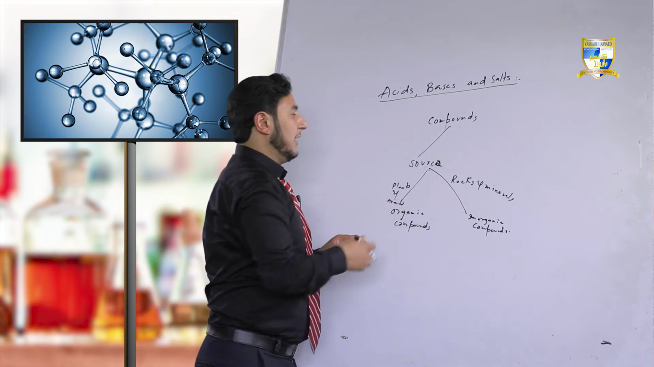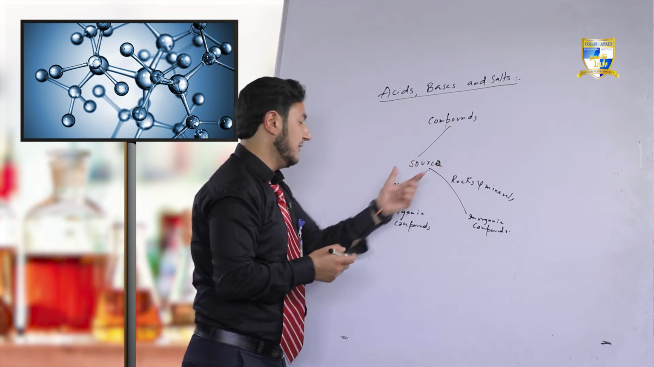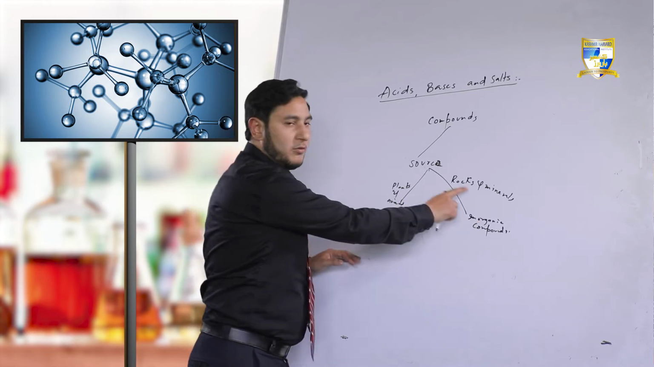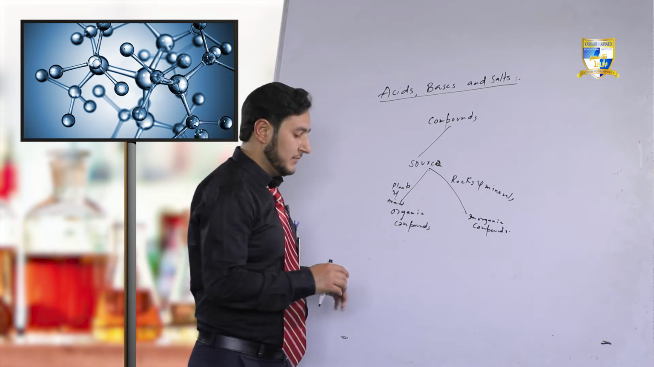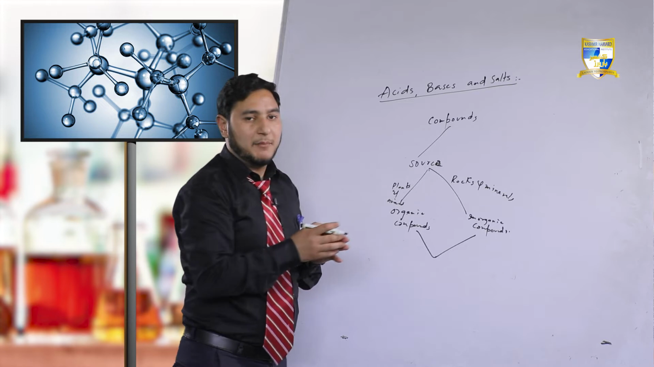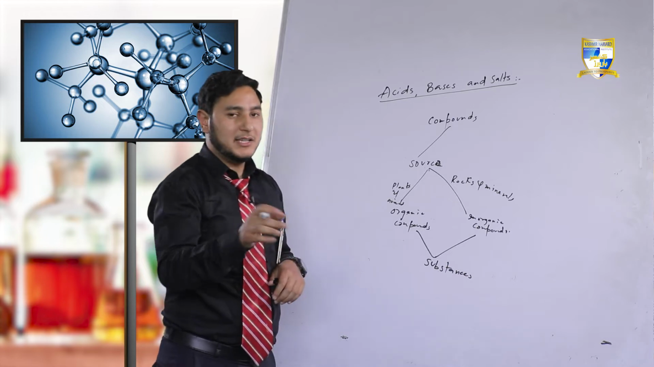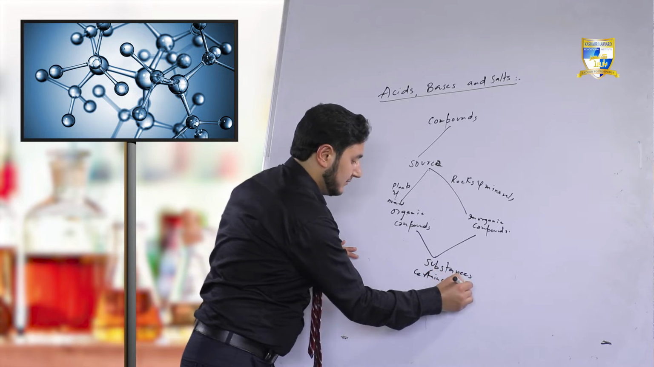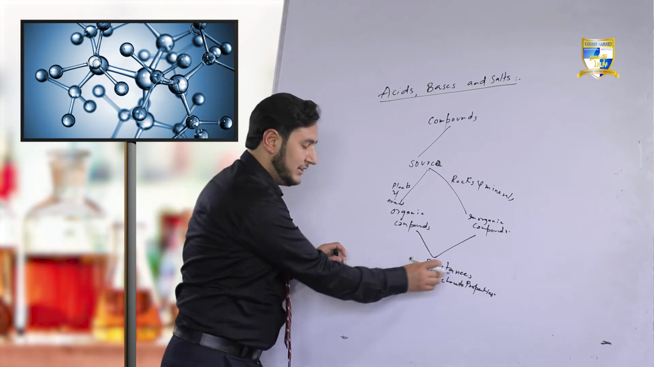Fine? So, what I said is, in ancient times, compounds were classified on the basis of source. If derived from plants and animals, they were called organic compounds. If derived from rocks and minerals, they were called inorganic compounds. So, what happened later? Later, with the advancements in science, we started grouping the compounds, that is, classifying the substances on the basis of certain characteristic properties.